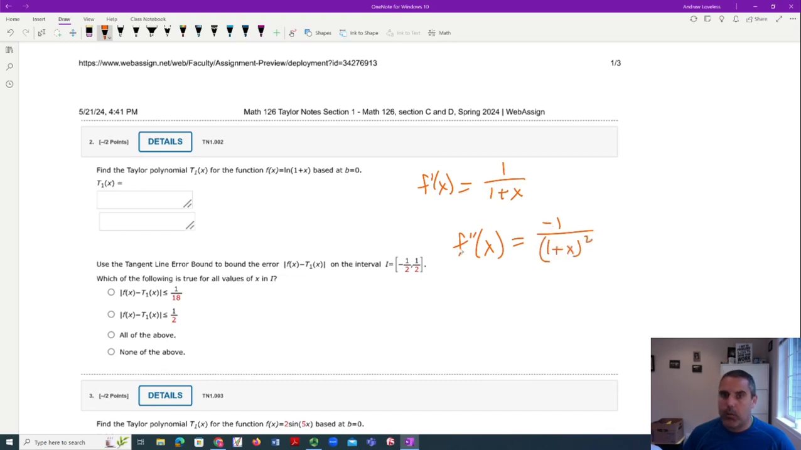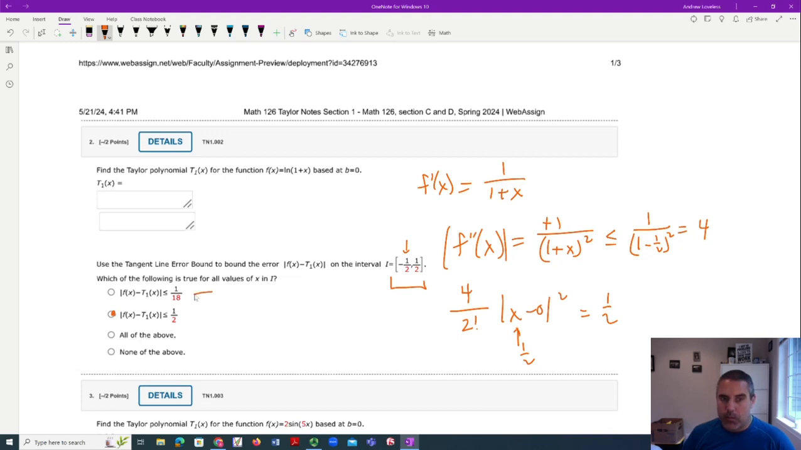There's a negative there, but when you put absolute values, that's gone. And then you ask, what's the biggest this can be in this interval? In this case we can do it quickly. It's biggest when the denominator is smallest, so it's going to be biggest when we put in negative a half here. That ends up being 4 because it's 1 over 1/2 squared. And then you write 4 over 2 factorial times x minus 0 squared, and then you replace this with a 1/2, and you get a half. So this is our answer.